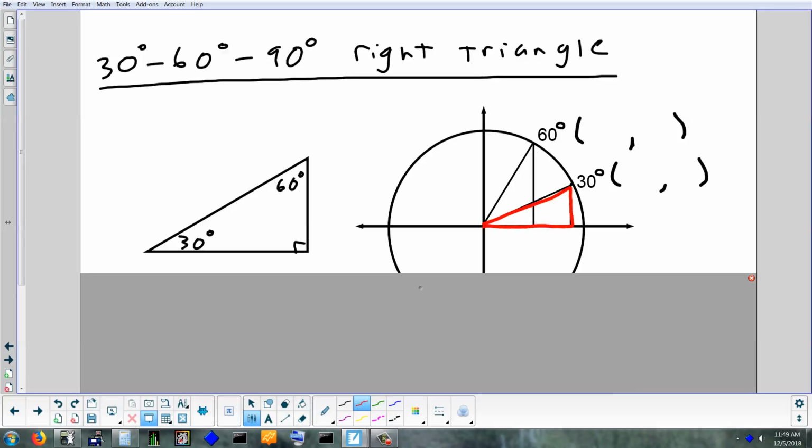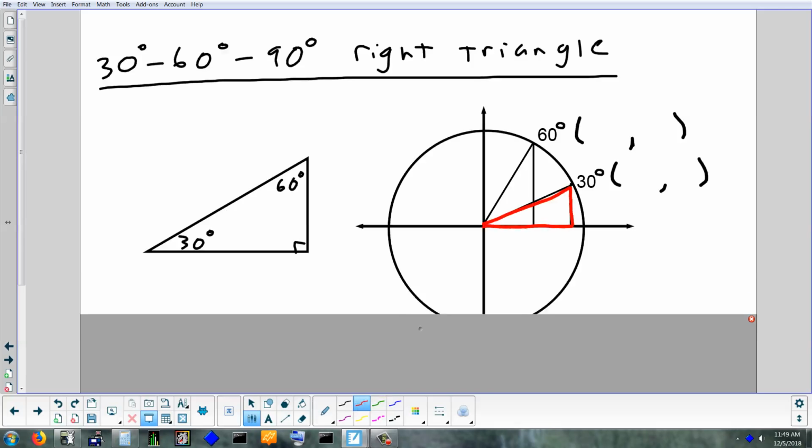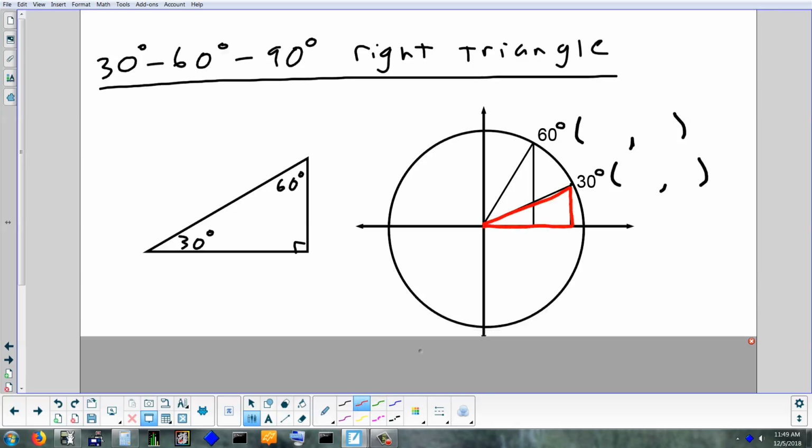One of the sides here I already know. What side do I already know? And I drew the one in red. I drew it bigger off to the left. Yep. You know the hypotenuse. I know the hypotenuse again is what? 1. It's 1. But what I need to figure out is how far to the right do you go? And then how far up do you go, starting from the origin, to get to 30?